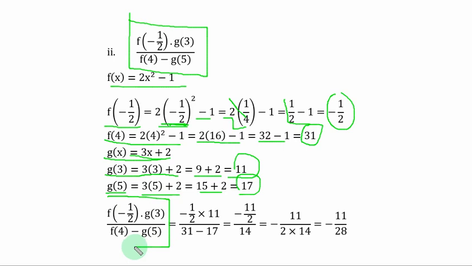This is the whole expression. F of minus 1 over 2 is minus 1 over 2. G of 3 is 11. You multiply them. F of 4 is 31 minus G of 5 is 17. That simplifies to this. Now 2 is denominator, likewise 14. So you can bring 2 down to multiply 14 in this form, and you have minus 11 over 28 as the value of the given expression.